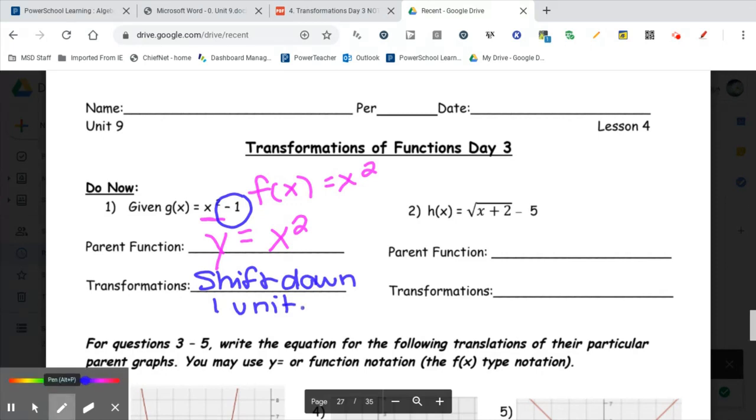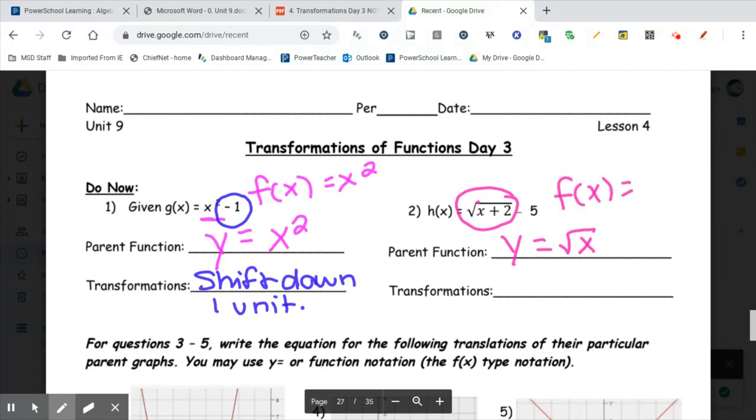Number 2, we have the function h of x. Now, hopefully you notice this square root symbol. The square root symbol means it's a square root function. So the parent function here is just going to be y equals square root of x, or again, f of x equals square root of x.